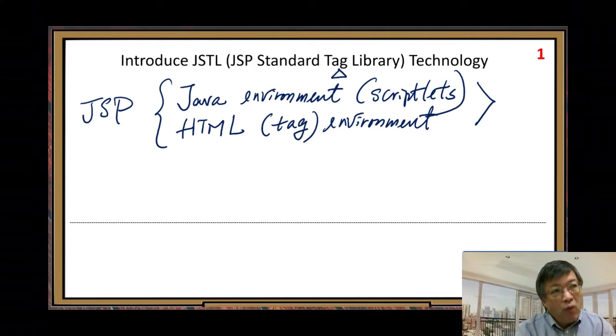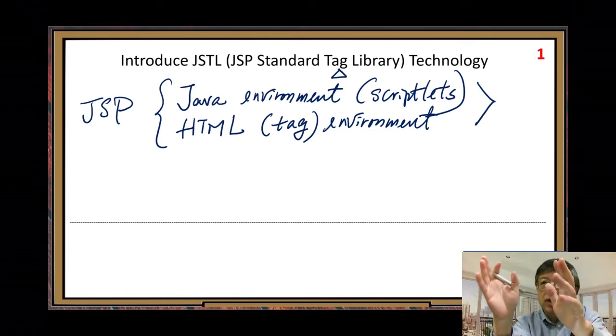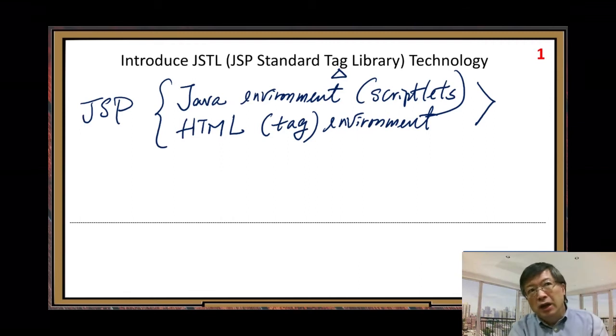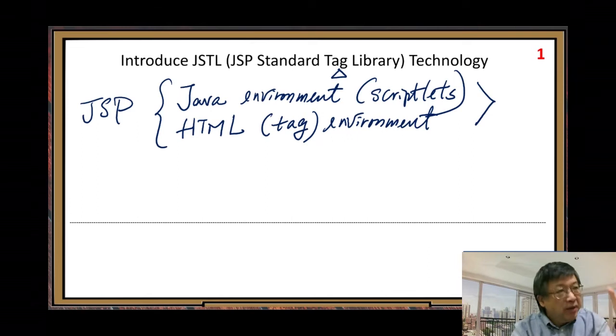For a JSP programmer, he or she needs to frequently switch between two different environments. Sometimes the Java environment, sometimes the HTML environment, right? Frequently. So that kind of switching between those two environments could be improved.